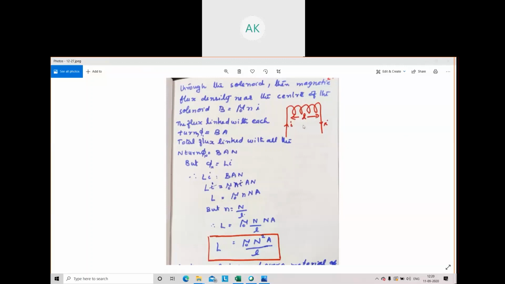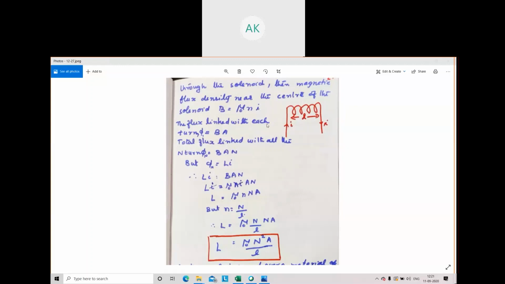So here you can see a solenoid. Solenoid means actually a number of turns of insulated copper wire wound in the form of a helix. Here, I is the current sent through the solenoid, and we already studied the magnetic field inside the solenoid, at the center part. At the end it is half, mu 0 n I by 2, but we know at the center of the solenoid the magnetic field induction B equals mu 0 n I, where n is the number of turns per unit length.